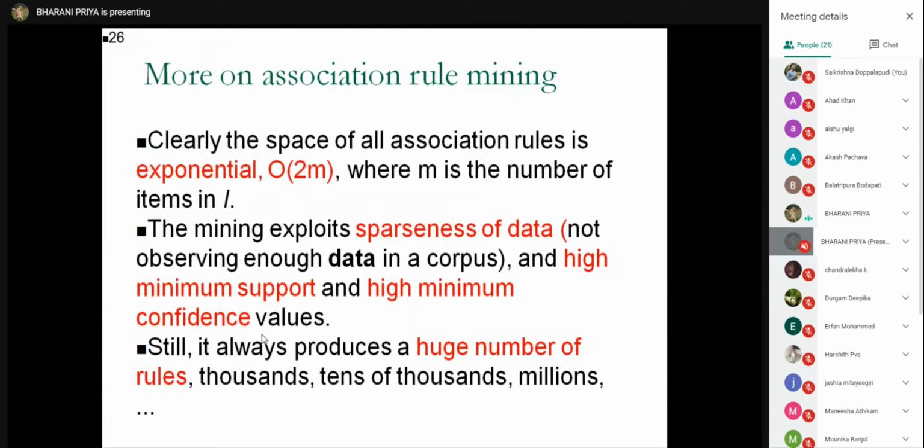See, when you are generating the frequent item sets or the rules, what is the main thing? Support and confidence. So when you are going for support and confidence, you need to decide what values you have to give for minimum support and minimum confidence. How will you decide?